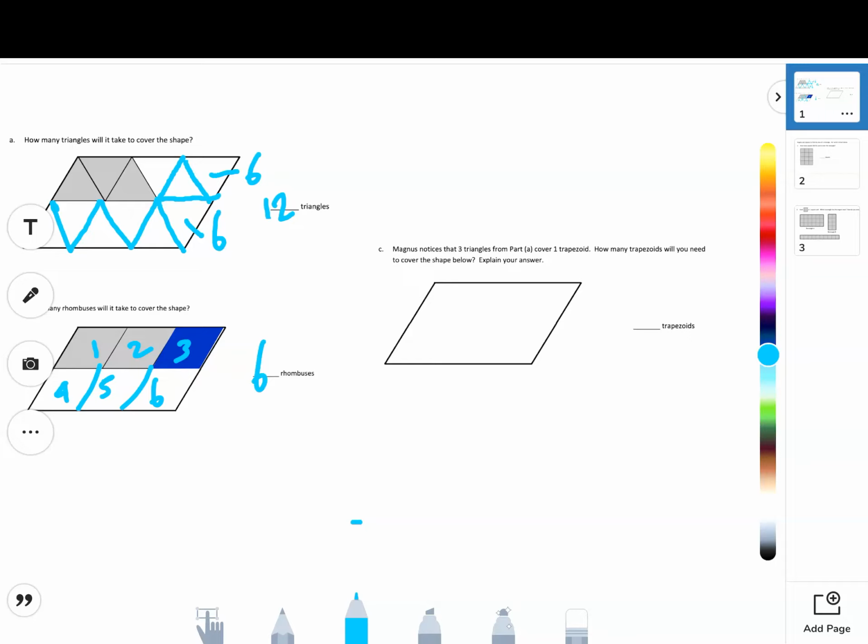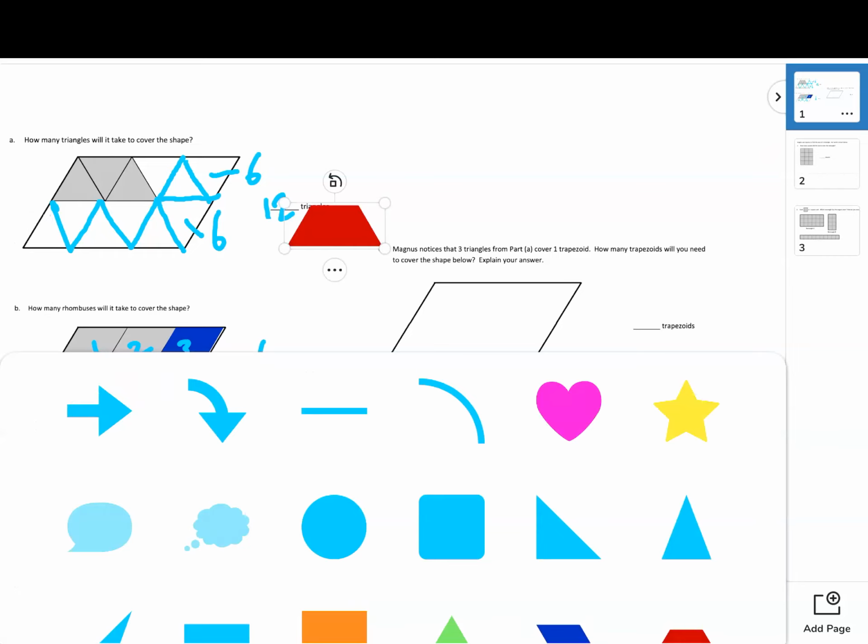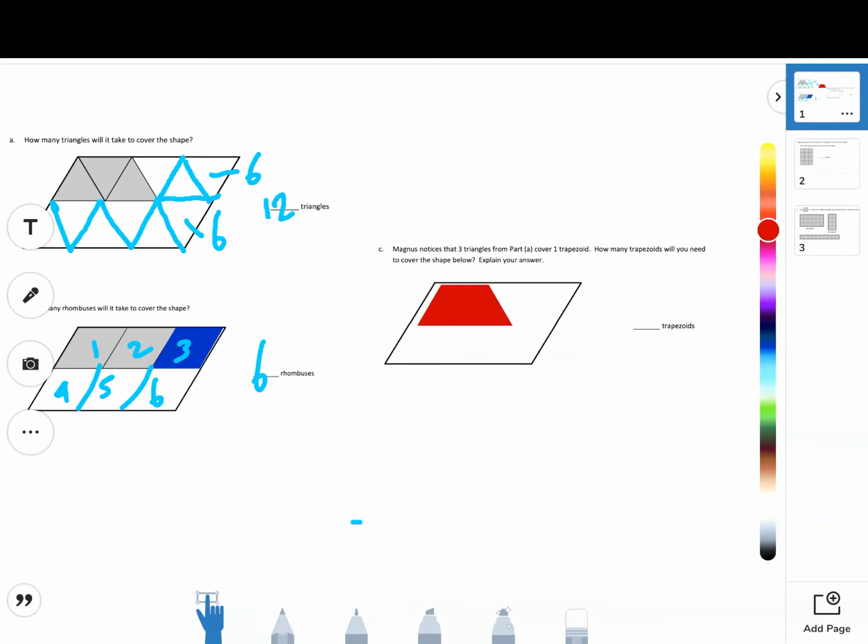What about this one? You need to read the question very carefully. Magnus notices that 3 triangles from part A cover 1 trapezoid. How many trapezoids will you need to cover the shape below? For this question, you can pull out your trapezoid like this and see how many trapezoids you need to cover this shape, or you can just use your part A to answer this question. Every 3 triangles make 1 trapezoid.